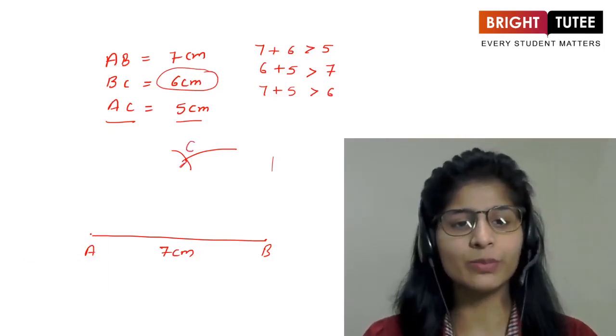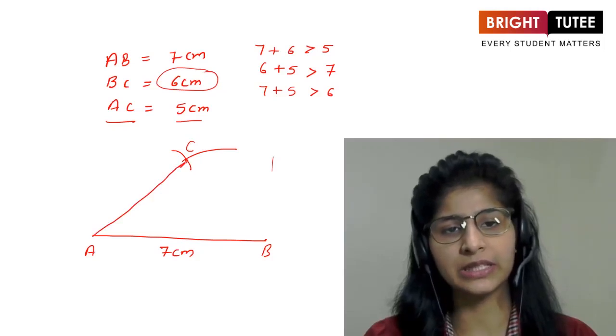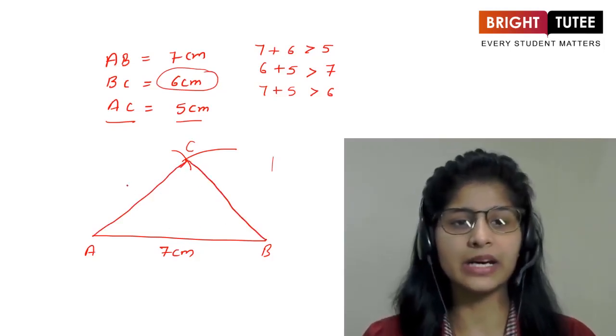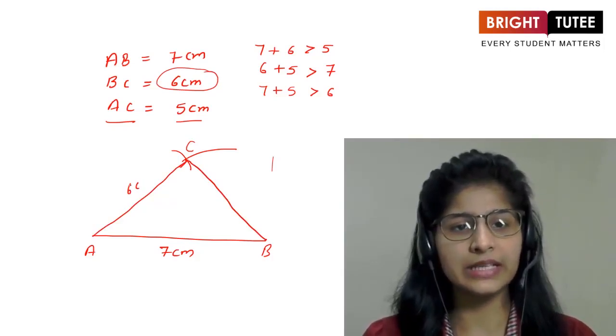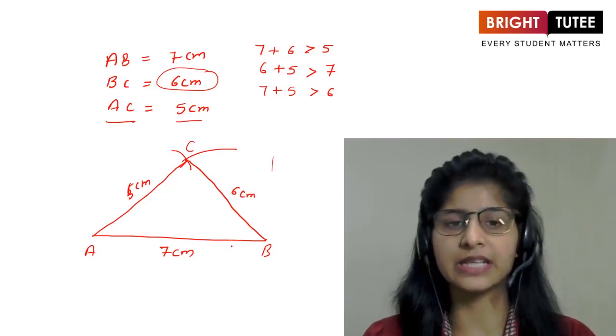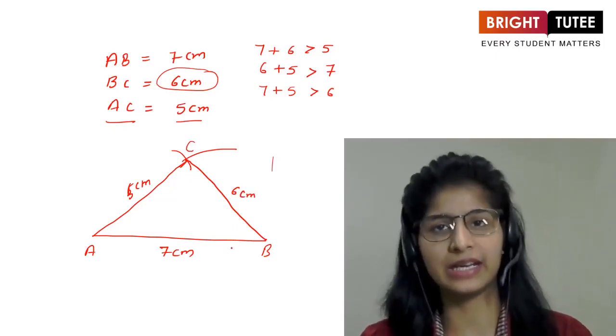So now you will join point A to point C and point B to point C. Clear? So there will be a triangle formed. So AC is 5 centimeter and BC is 6 centimeter. This is how, and this all you have done in your earlier classes.